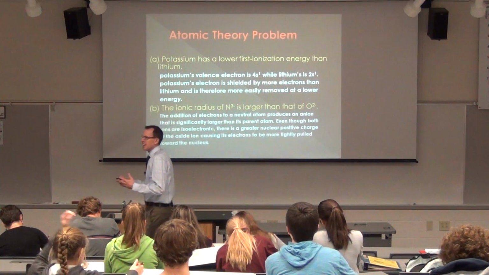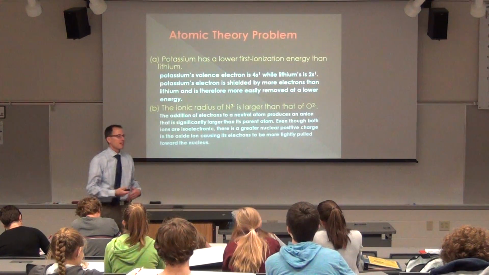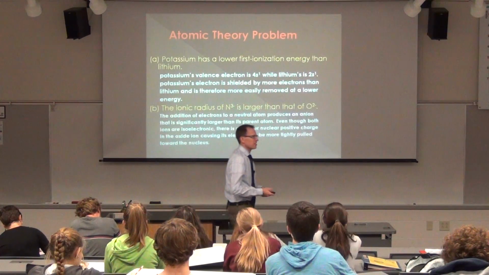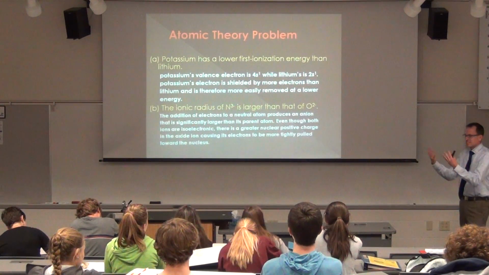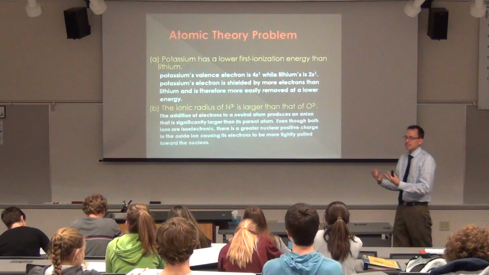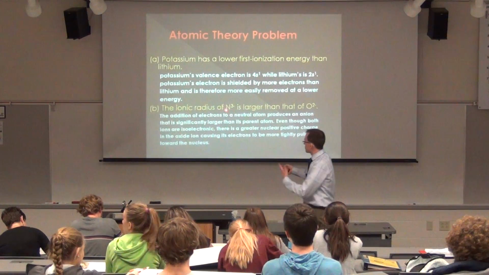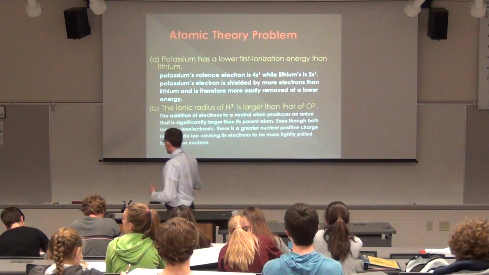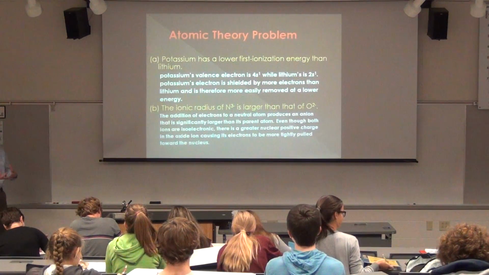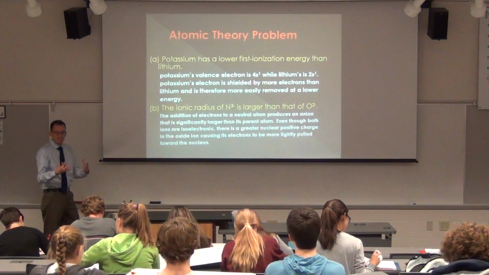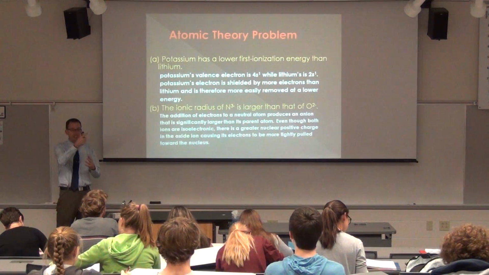O2 minus has a greater nuclear charge, or they stated N has a lower nuclear charge, which causes the electrons to not be pulled in as tightly. Okay, it depends on the frame of reference of which one you're talking about here. O2 minus has a greater nuclear charge, so it's going to be pulling the electron cloud closer, and the electrons are going to be held more tightly.